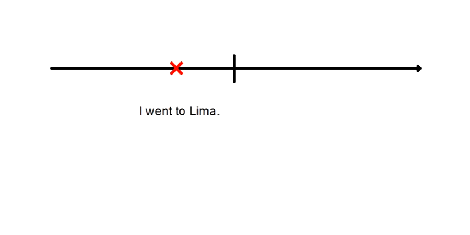Let's put an action here. I went to Lima. And this is a specific action in the past. It is the simple past because it happened at a certain time, it's finished, it's a complete action in the past. I'm going to put another action that happened before that on the line.